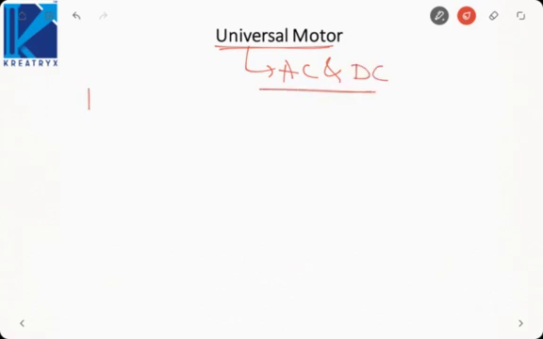Next, let us look a bit at the universal motor. Let us take a look at what a universal motor is. As the name suggests, it is universal, that is, it can operate on both AC and DC. So basically in DC there are two types of machine, shunt and series. I am talking about self-excited.